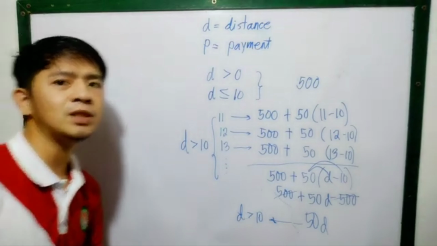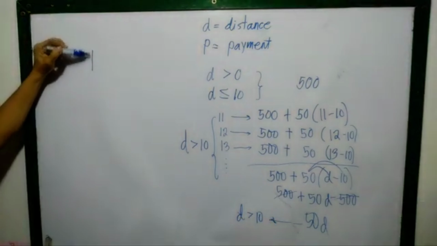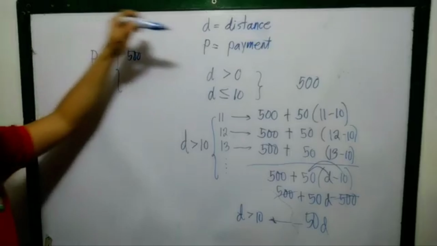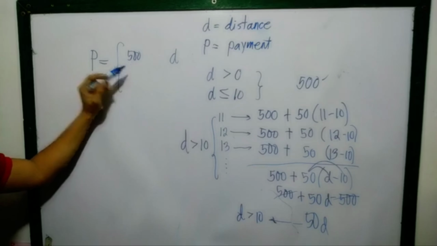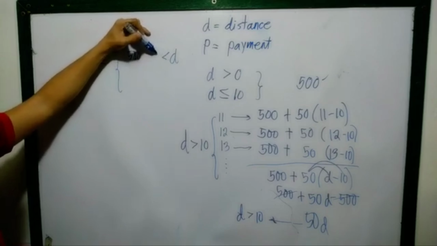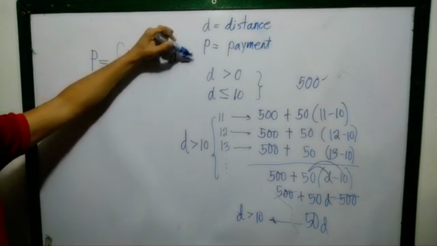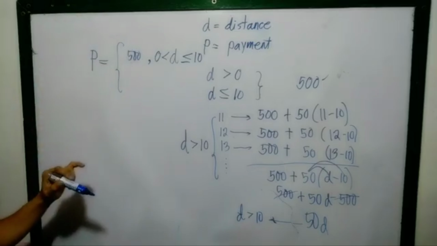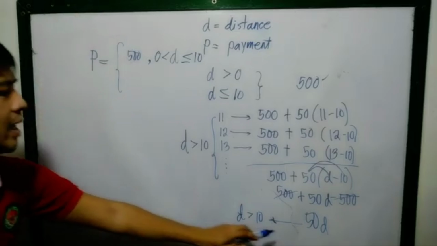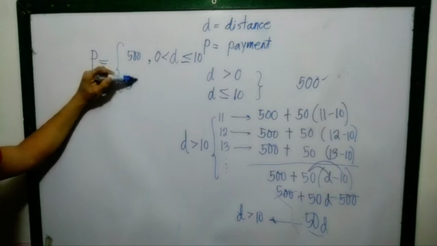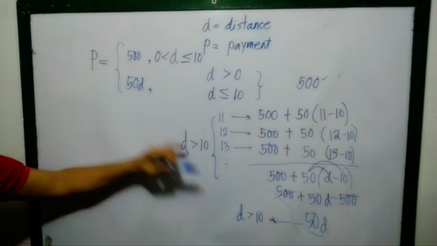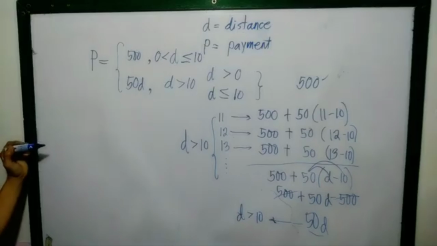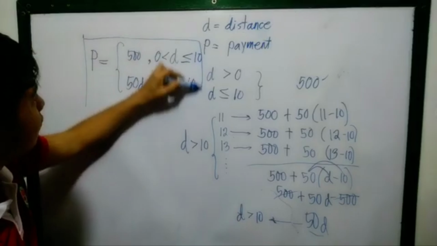So, i-sum up na natin yung piecewise function. So, our P is equal to 500. Ito yon. Gagamitin natin ito kapag ang D natin is greater than 0 but less than or equal to 10. So, ito yung gagamitin natin, yung first equation. Another one, gagamitin natin yung 50D kapag ang distance na na-travel ay greater than 10 or sumobra na yan sa 10. So, ito na yung ating piecewise function.